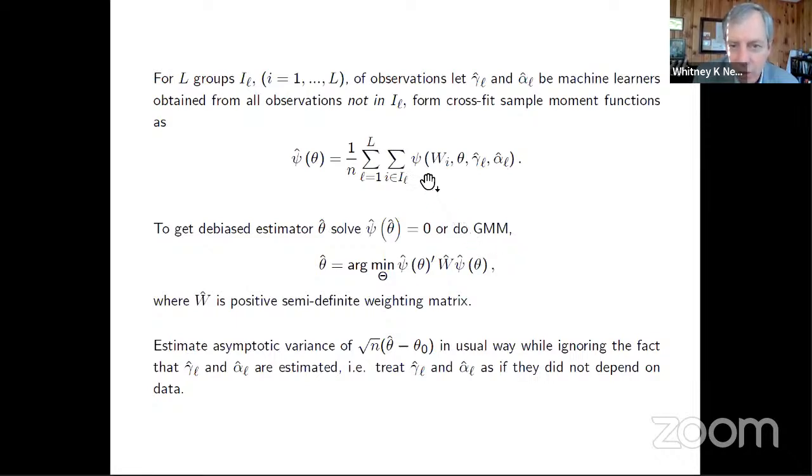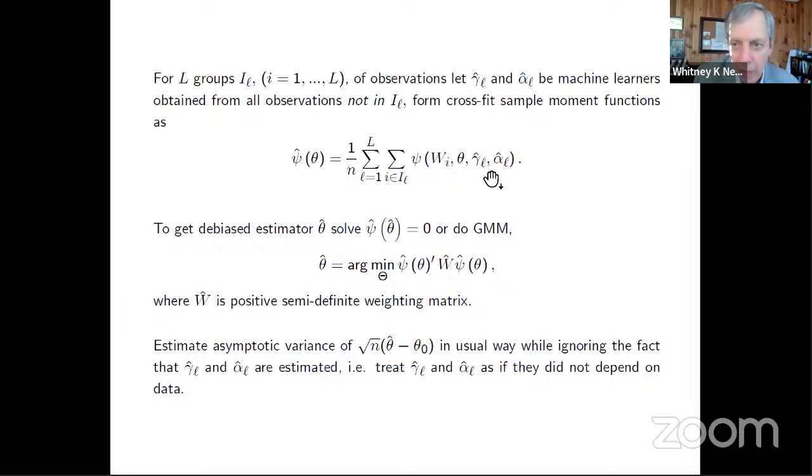And so in doing standard errors, you can treat this as if gamma hat was equal to the truth and alpha hat was equal to the truth. That's one of the virtues of this. You don't have to worry about two-step standard errors. Once you've got the orthogonal moments, you just treat gamma and alpha as known, and that gives the right standard errors.